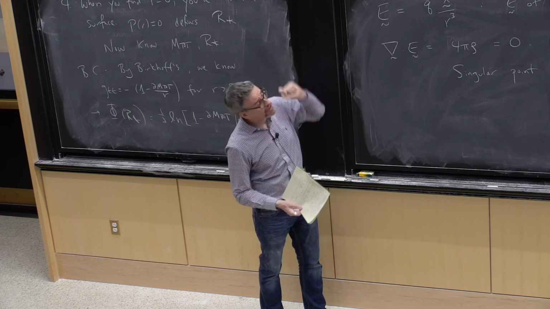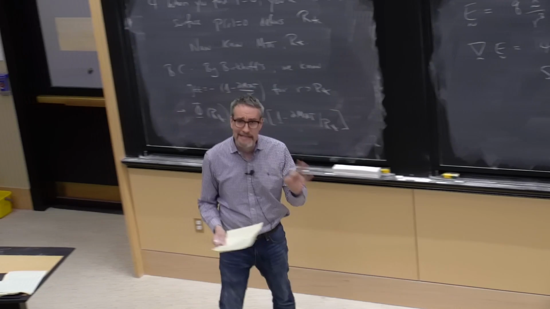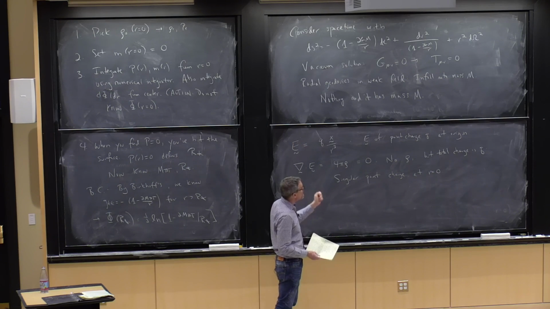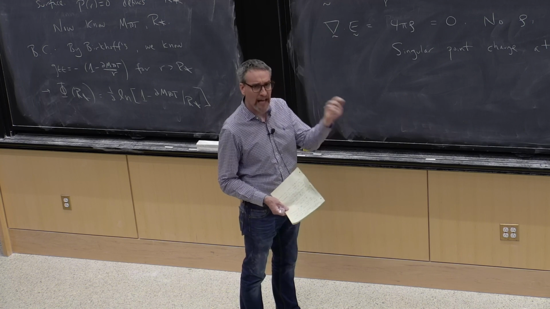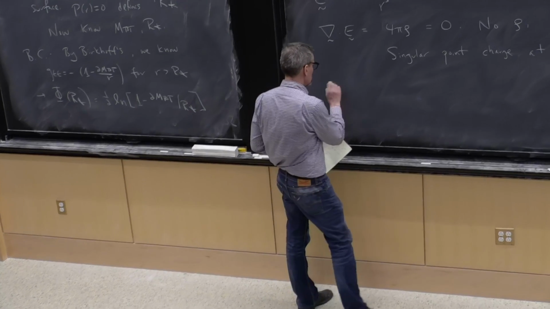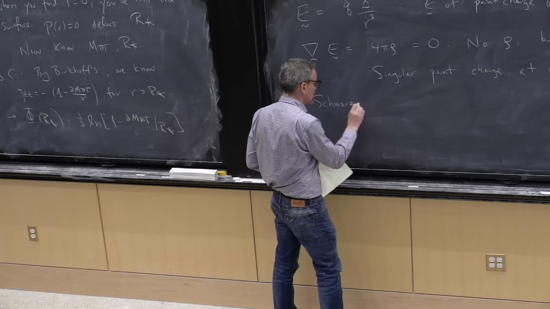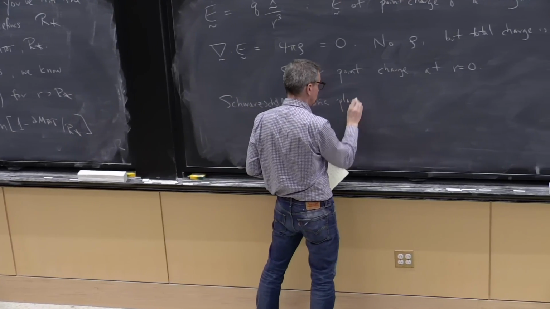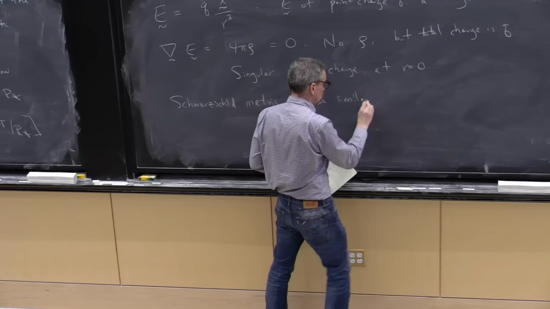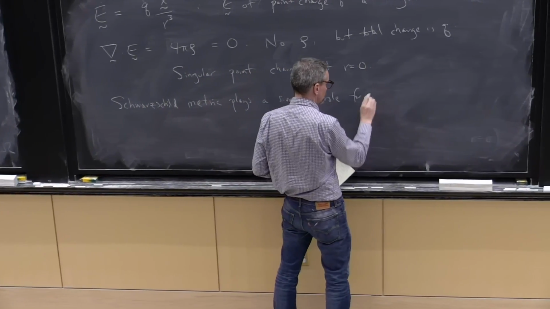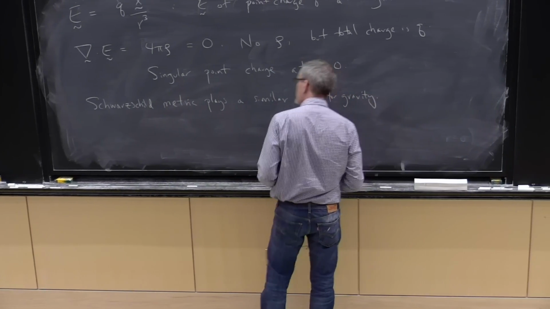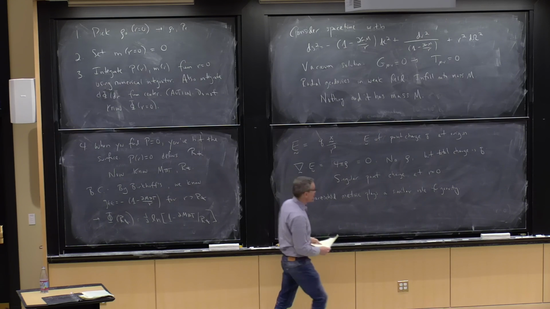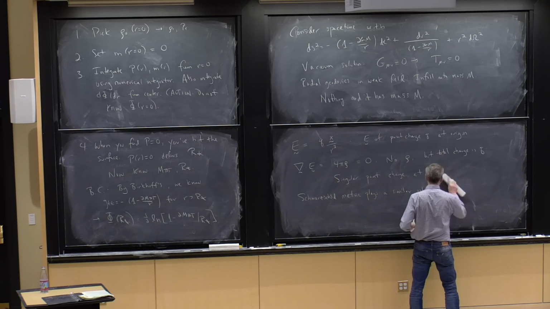I want you to think of the Schwarzschild metric as doing something similar for gravity. There is no source anywhere, but there is mass. Maybe there's just something singular and a little funny going on at r equals 0. You might be concerned about what's happening there at r equals 0. And indeed, I say it plays a similar role to the Coulomb point charge.